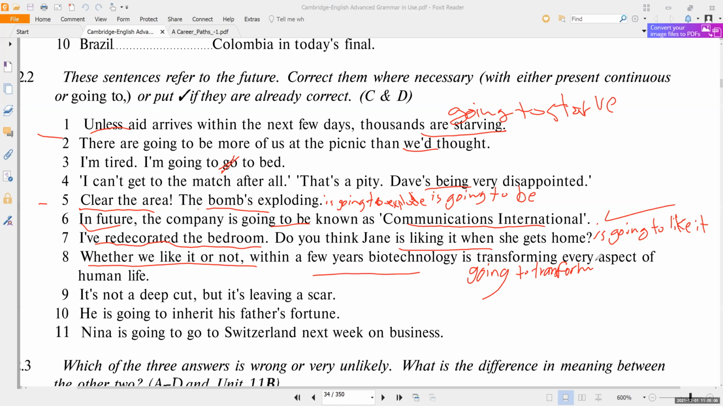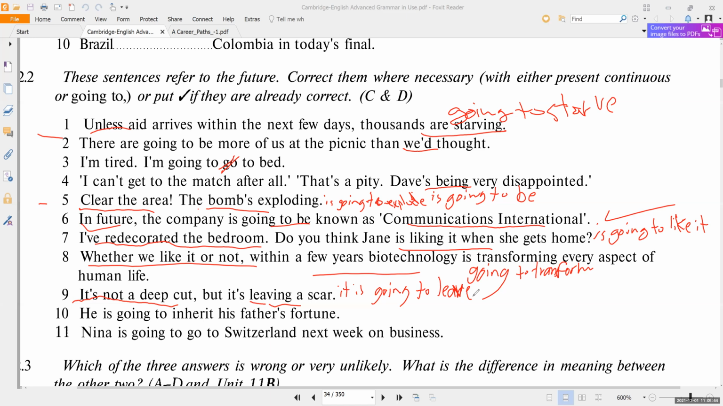9. It's not a deep cut, but it's leaving a scar. إذا أنت كطبيب توضح للمريض ليس جرح عميق لكن حيترك أثر. إذا حيترك أثر شيء خارج عن الإرادة، فحنقول It's not a deep cut, but it is going to leave a scar. إذا سيترك أثر.